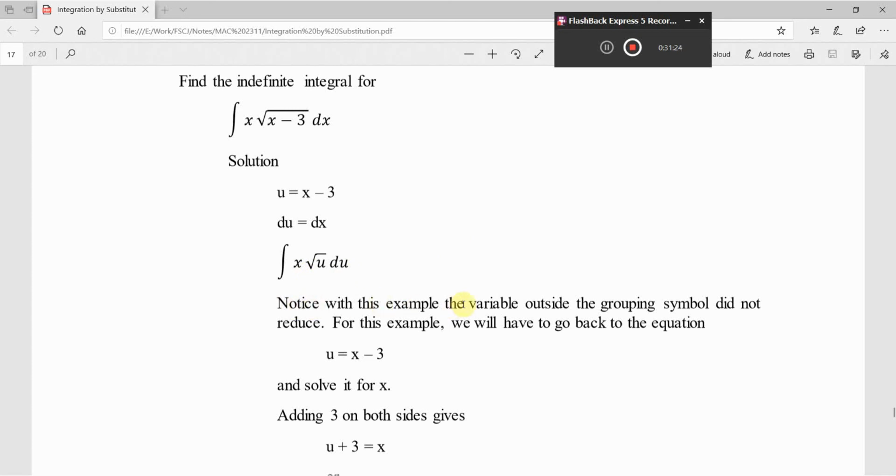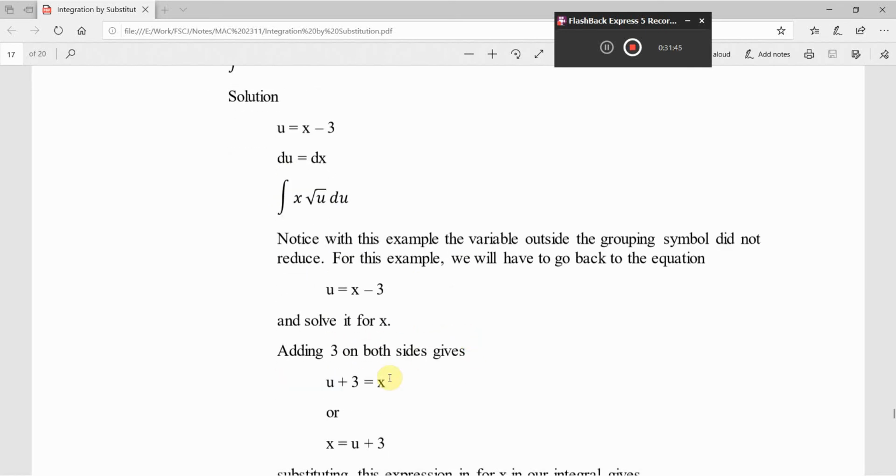Now notice in this example, the variable outside the grouping symbol, this x, did not reduce. So for this one, we're going to have to go back up to our original u substitution formula. u is equal to x minus 3, and we're going to have to solve this for x. If I add 3 to both sides, that gives me u plus 3 is equal to x, or x is equal to u plus 3. So if there are some variables that are left over that we can't reduce, we've got to go back to our original formula, and solve it for x.